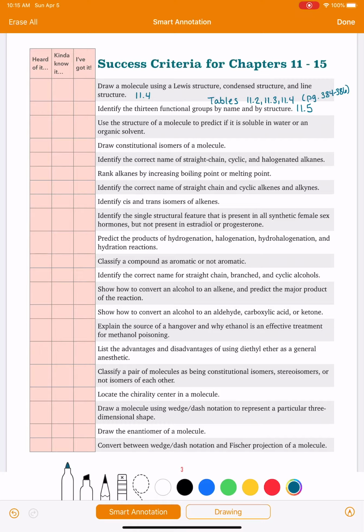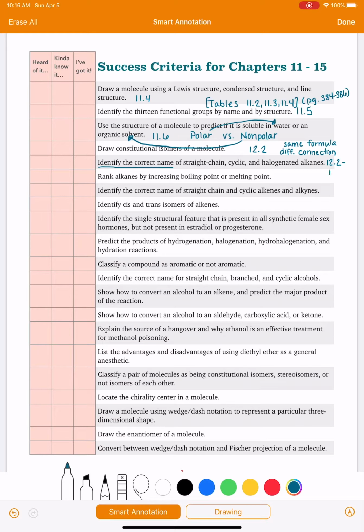Identifying the correct name of straight chain, cyclic, and halogenated alkanes. So emphasis on this, identify the correct name. You're not going to be coming up with names, you're just going to be identifying the correct name, like a multiple choice type of thing. So that's in sections 12.2 through 12.5. We covered that over a lot of different sections.